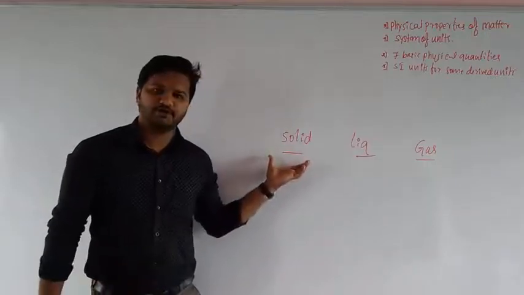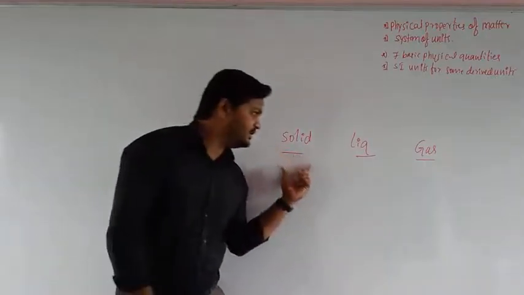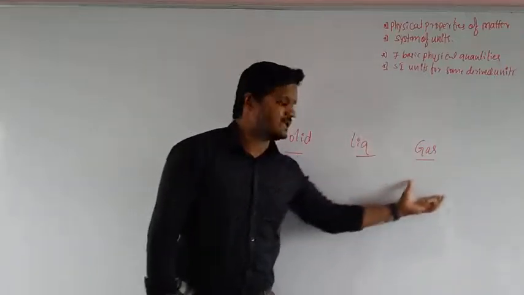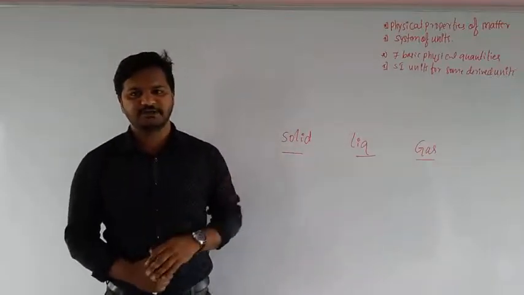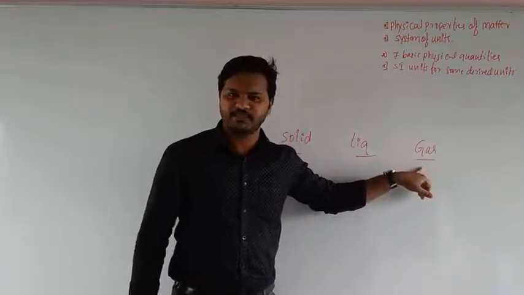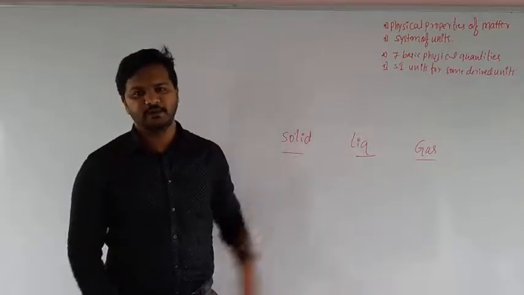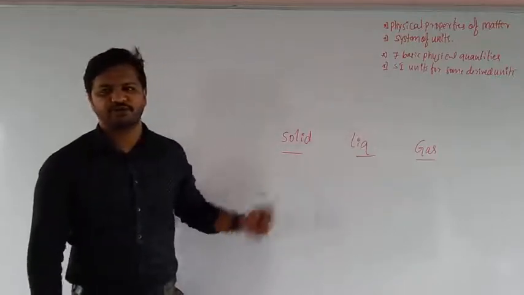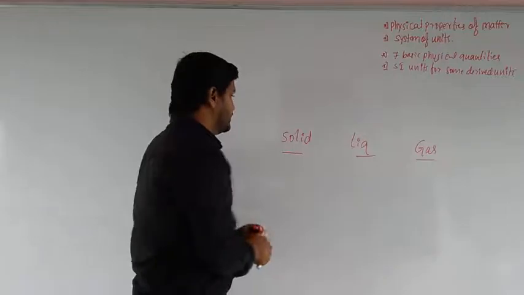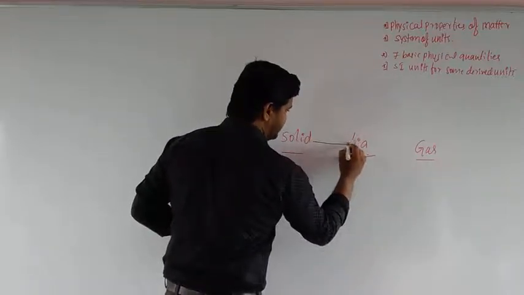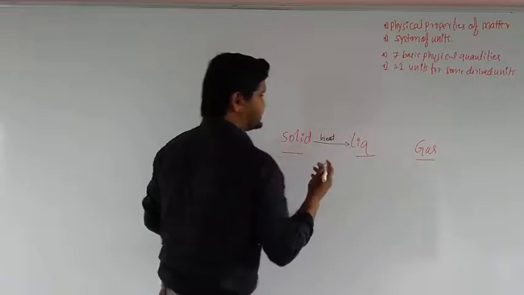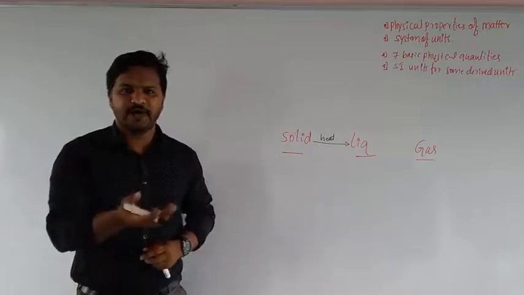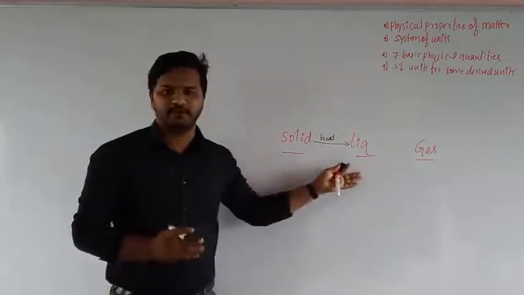Means when you heat a solid, it easily converts from solid to liquid, and if you heat further, these liquids become gaseous molecules. In the reverse process, if you remove the energy from the gaseous molecules, they convert into liquid, and if you again remove the energy from the liquid state, it converts into solid state. Simple. When you heat a solid, it converts into liquid state. For example, ice is the best example for a solid state. When you heat ice, it converts into liquid like water.